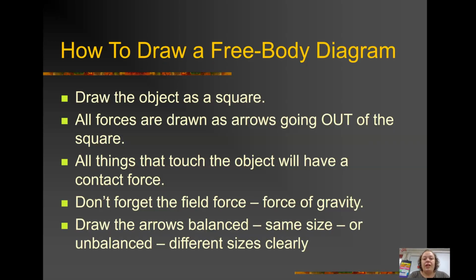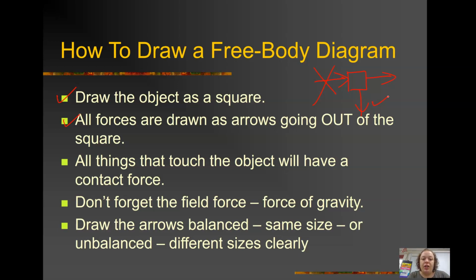So how do you draw a free body diagram? There's a couple of things in there. The basic steps are that you draw the object as a square, and all the forces are drawn as arrows going out of the square. They always come out like this. This is no. This is yes. So when you're going through drawing a free body diagram, you're going to be given a scenario.